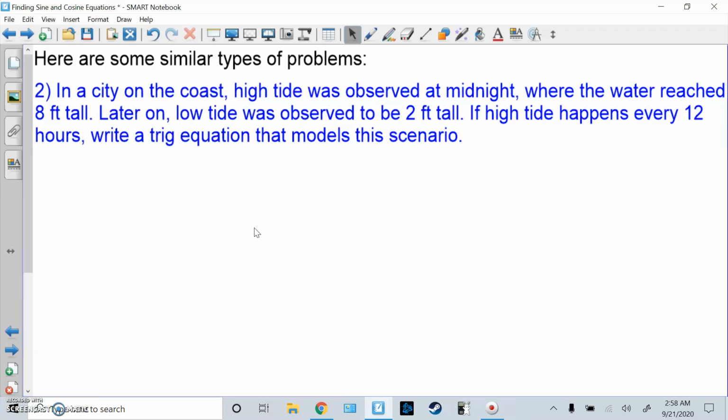So I guess here you could tell max minus min, 8 minus 2 is 6, divide by 2 is 3, so our amplitude is 3. Our midline is y equals 5. You could find the B value, because we know the period is 12 hours, so 12 equals 2 pi over B, and things like that.